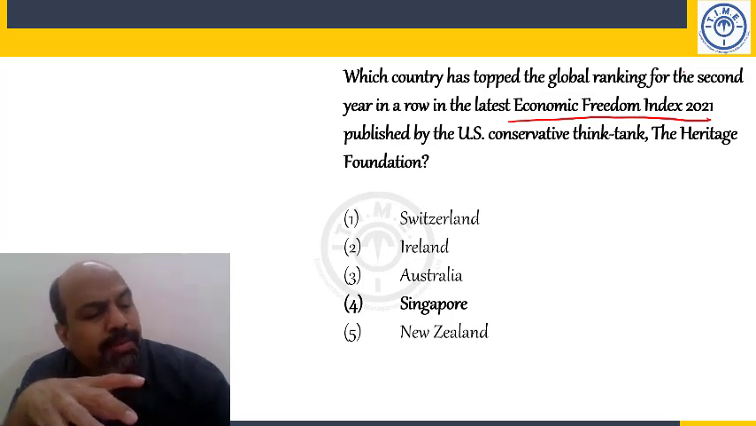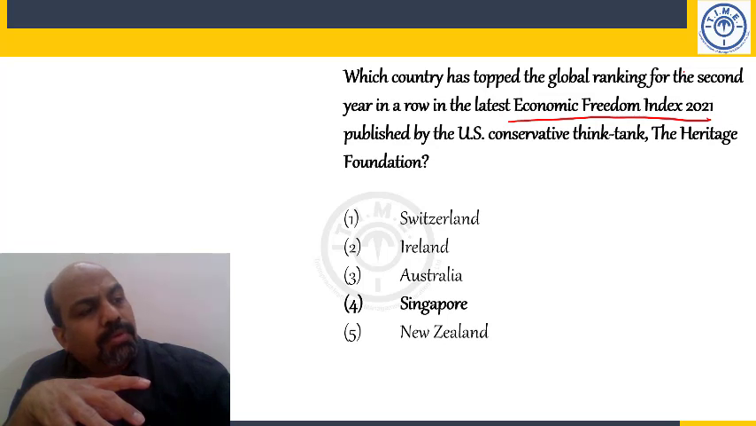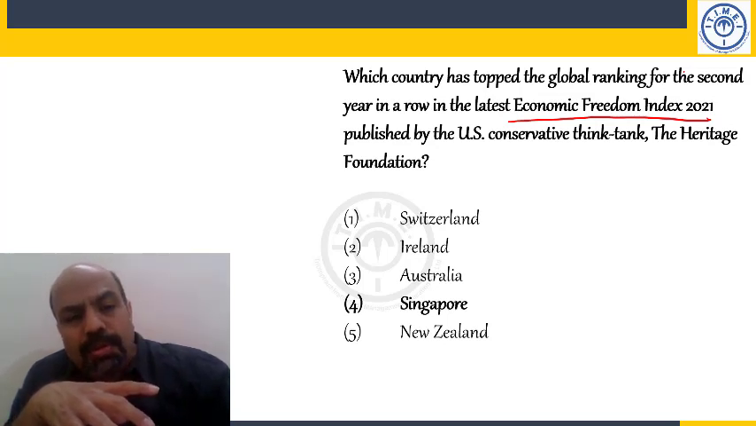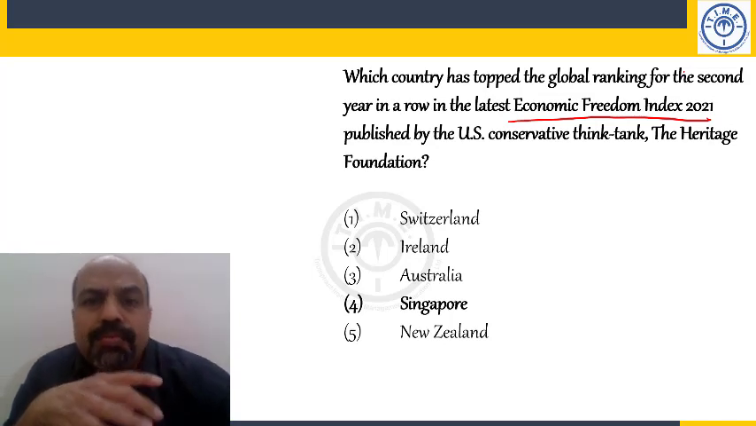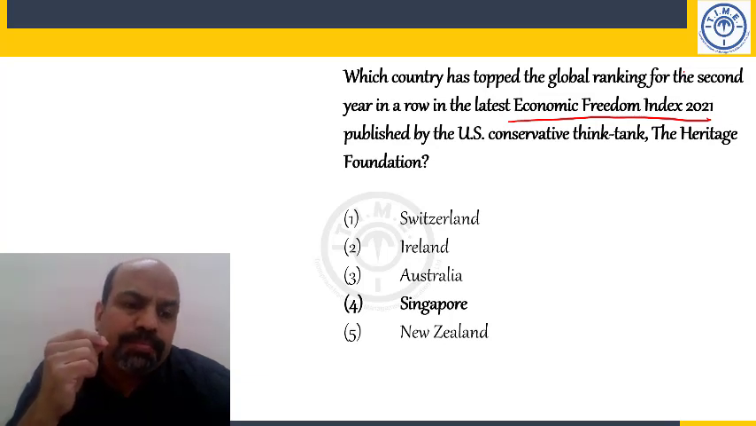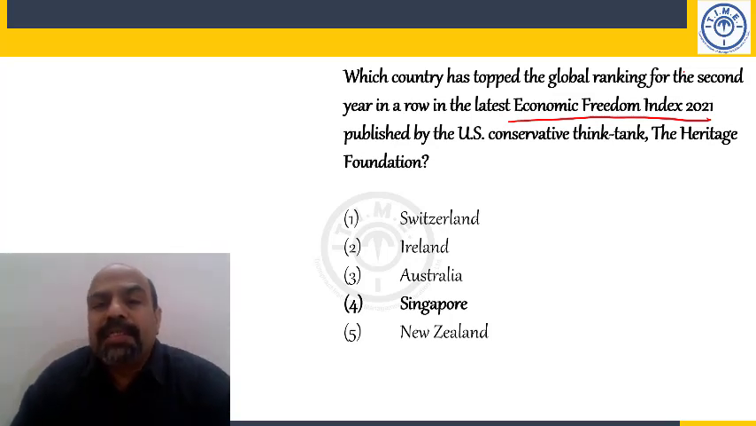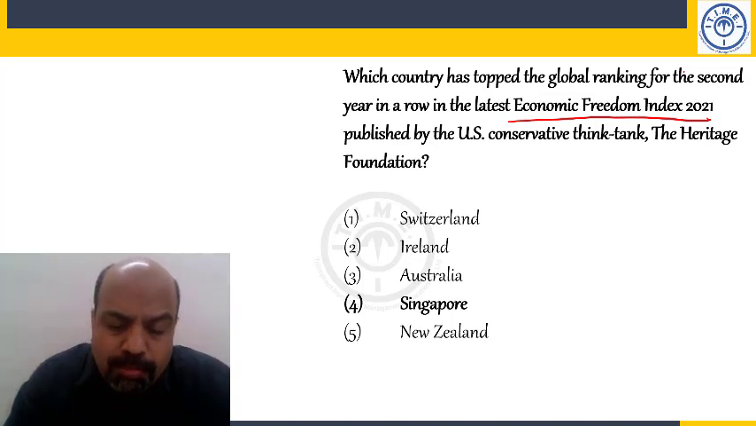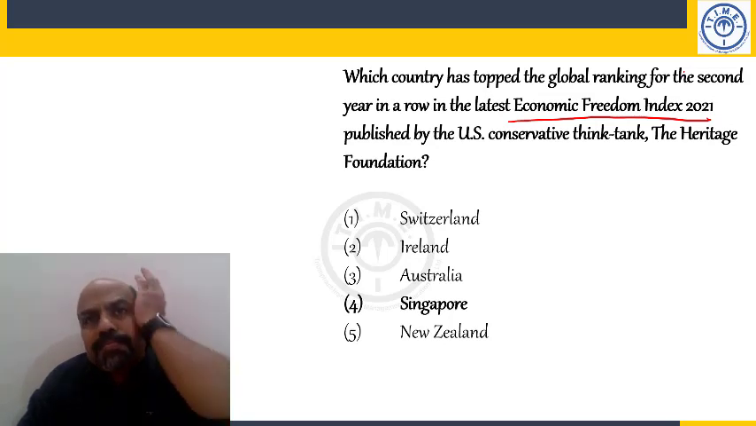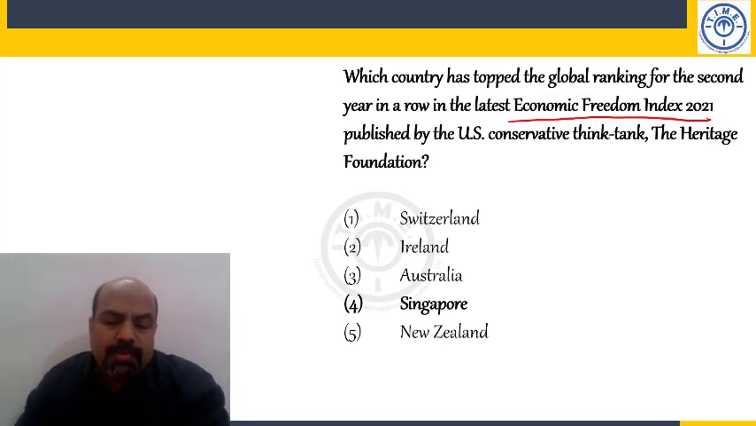Ranks on basis of rule of law, economic freedom, tax burden, business and investment freedom, labor freedom, that is company should be free to hire and fire, and government integrity. Is the government honest? Government integrity.